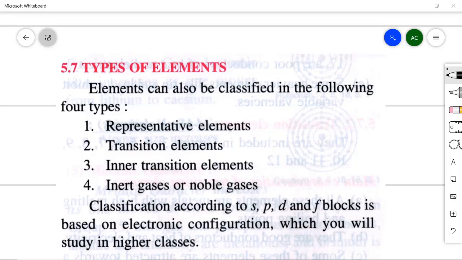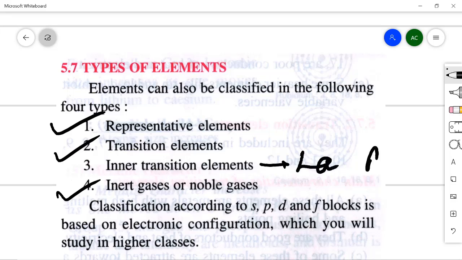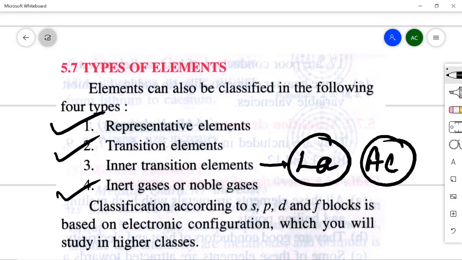Now let's see types of elements. I have already shown you where the representative elements and transition elements are, and where the inert gases or noble gases are. The inner transition elements are the lanthanide and actinide series. Both series together are called inner transition elements. The rest three I have shown you in the periodic table.